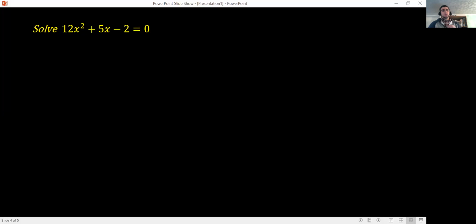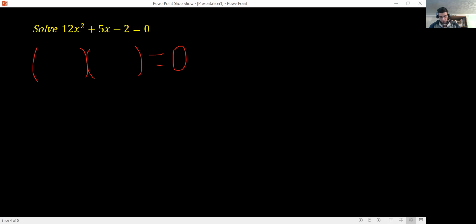So notice in this one, we have 12x squared plus 5x minus 2 equals 0. When we factor it, we want to get it into the product of two binomials set equal to 0 so that we can use the zero product property in order to solve this equation. The problem is, since the leading coefficient isn't 1, we can't use the methods that we did in previous videos.